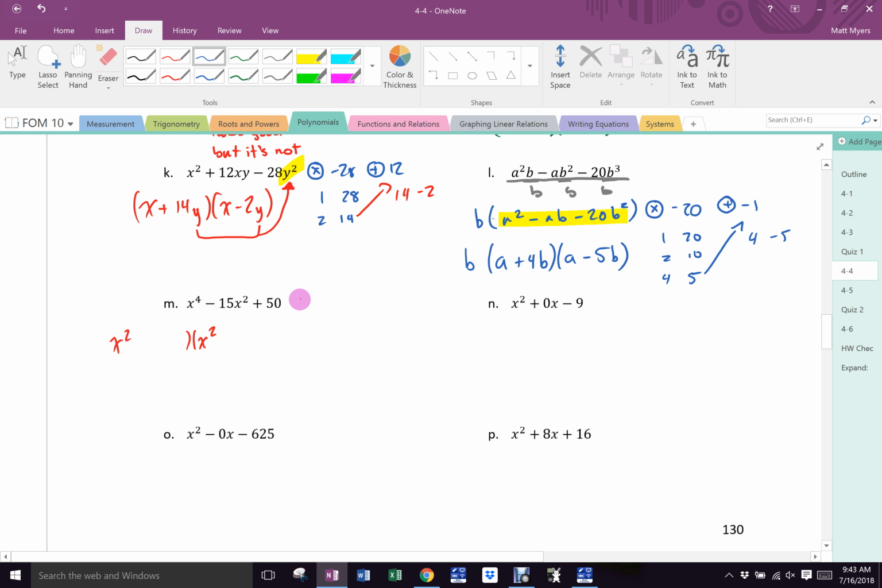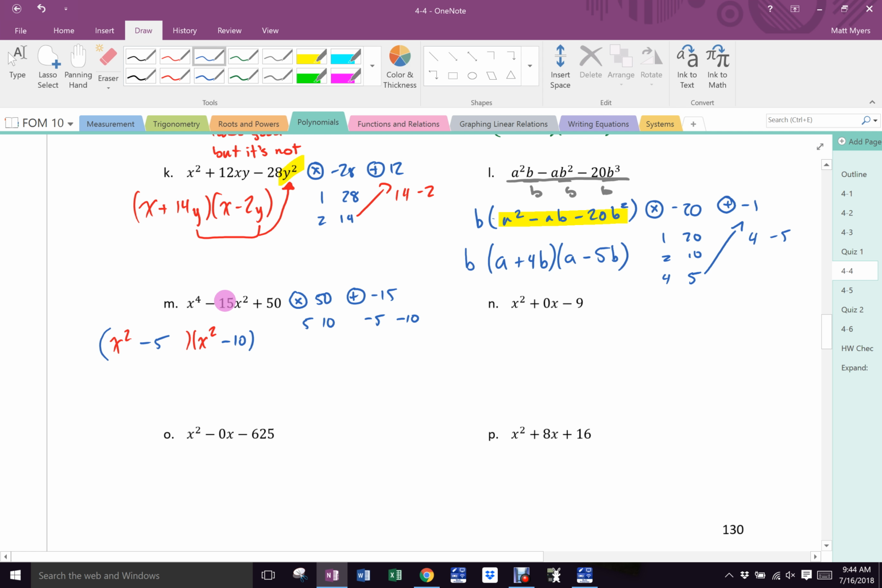Now, do you think anything else changes? Let's see. I need to multiply to what? 50, and add to what? Negative 15. Is it 1 and 50? Is it 2 and 25? Is it 5 and 10? How do 5 and 10 get me to negative 15? Negative 5 and negative 10. Two negatives will get me to negative 15, and when they multiply, they'll get me positive 50. So this is x squared minus 5, x squared minus 10.